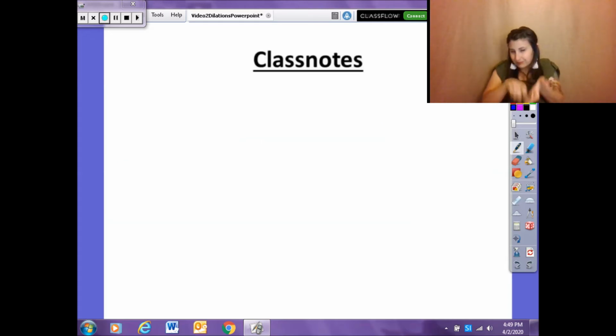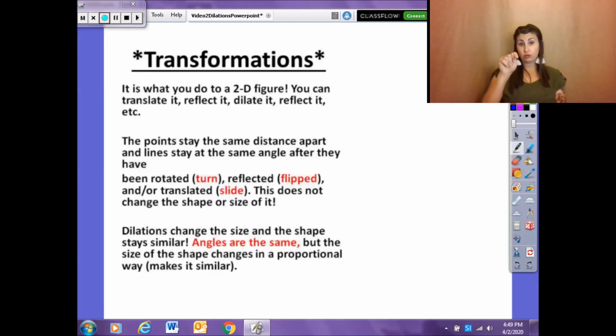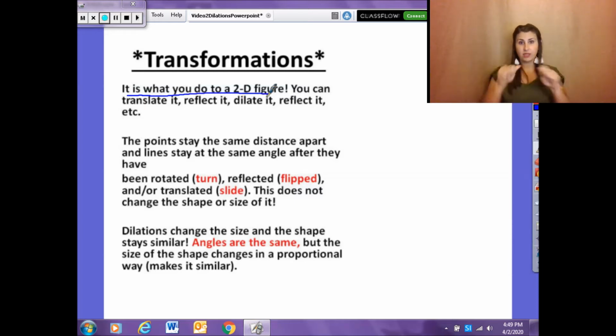Alright, so let's get started. Make sure you have paper and you're taking notes. Transformations, just like what I said, it is what you do to a 2D figure. You can translate it, reflect it, dilate it, reflect it. Oh, I said reflect it twice. That should be rotate.